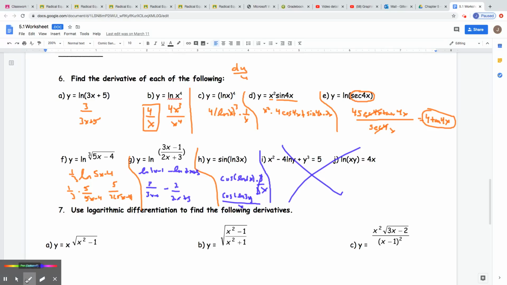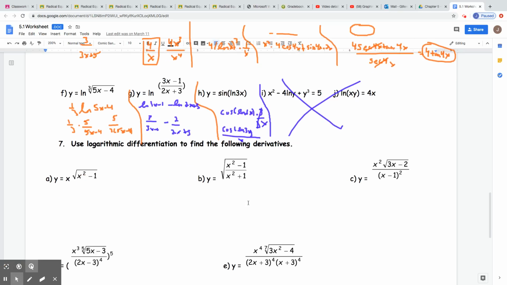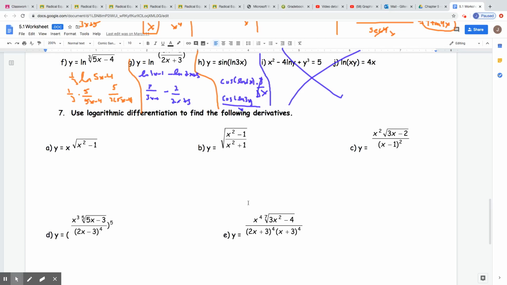So the second was number 7 here. You had to do logarithmic differentiation, right? And this is where you take the log of both sides. So I have to take the natural log of y equals the natural log of all this stuff. Now I'm going to expand that. So that's the natural log of x plus 1/2 natural log of x squared minus 1.